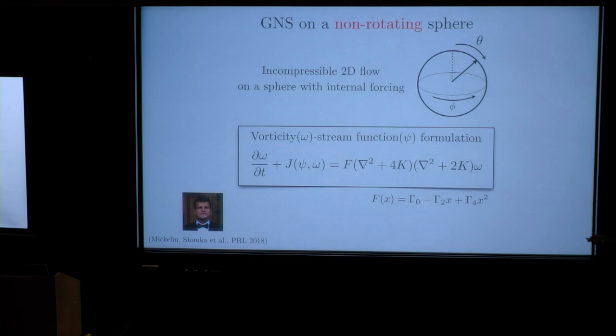And this is just like Navier-Stokes on the left side, and on the right side you have this F that provides an internal driving. So that's really just the key difference that we are adding into this system. And this F is essentially this polynomial with these phenomenological parameters, which are the gammas.